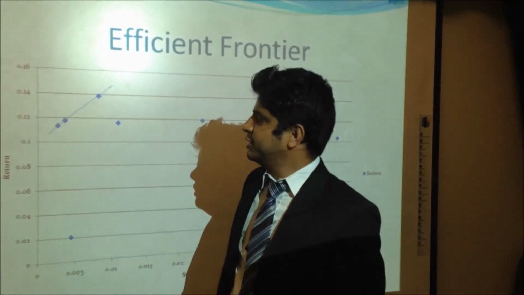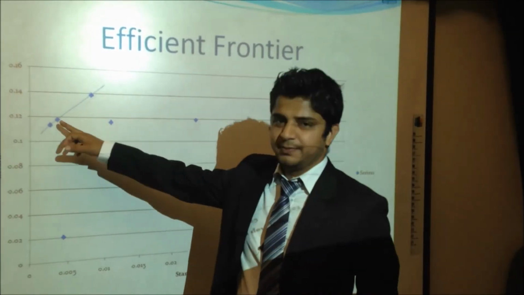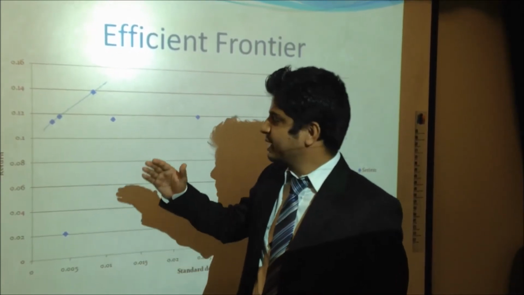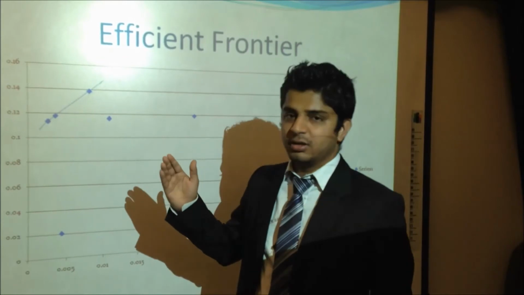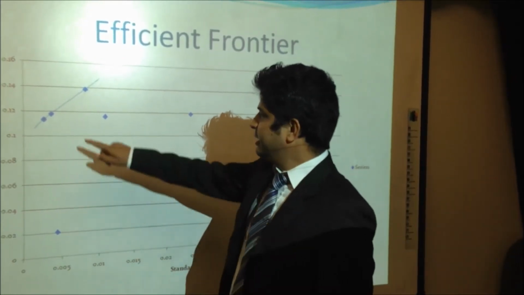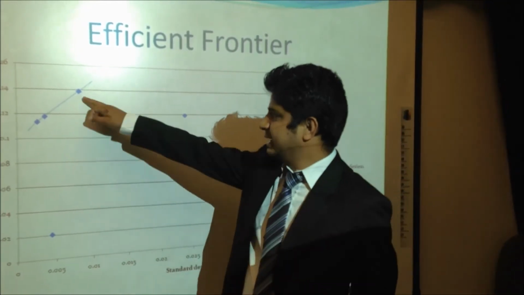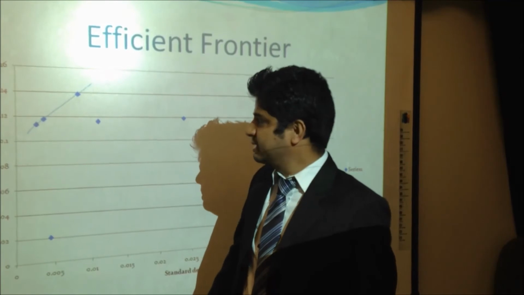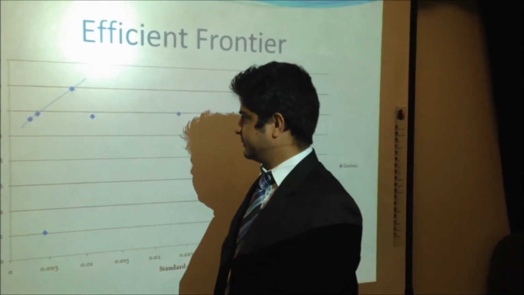Similarly, the second portfolio was the one where I assigned 95% weight for the companies having a return of 5% or greater, and the remaining 5% weight for the companies having a return of 5% or less. And finally, this point represents the portfolio where I assigned 90% to the top 7 performing companies and the remaining 10% weight to the rest of the companies.